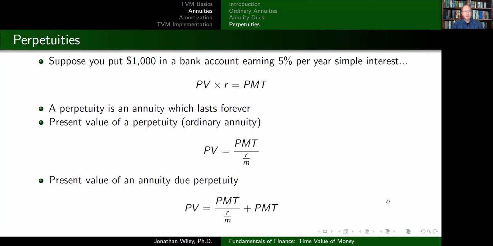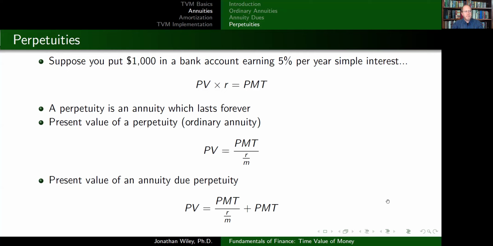So let me walk you through a thought experiment, a basic idea that'll guide us to what's going on with a perpetuity. Let's suppose you put $1,000 in a bank account that was earning 5% basic interest per year. So simple interest in the sense that there's no compounding within the year. Just simple annual compounding, nothing shorter than that.